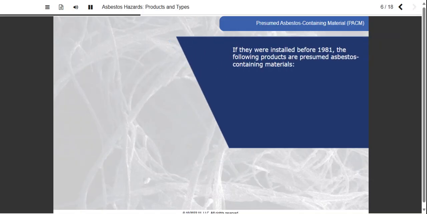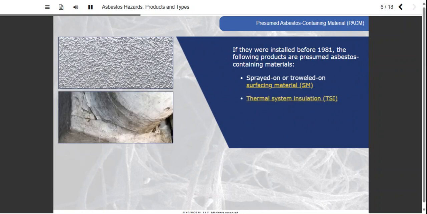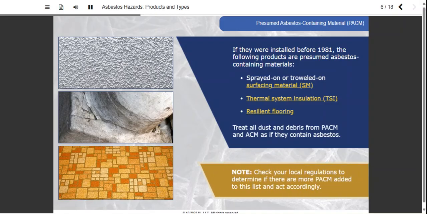If they were installed before 1981, the following products are presumed asbestos-containing materials: sprayed-on or troweled-on surface material, SM, thermal system insulation, TSI, resilient flooring. Treat all dust and debris from presumed asbestos-containing materials and known asbestos-containing materials as if they contain asbestos.